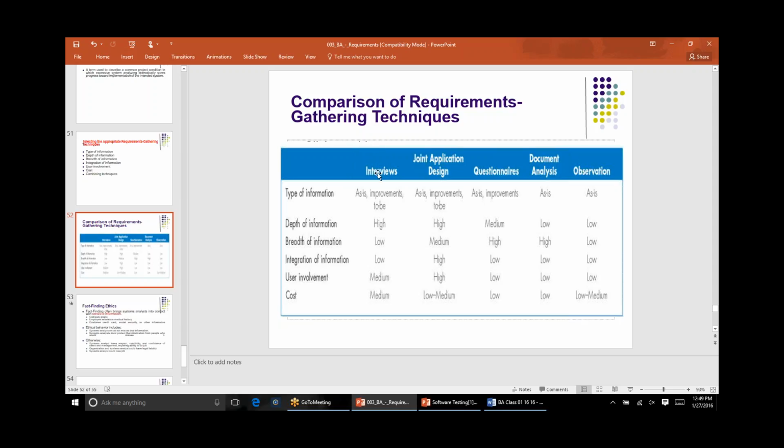So we talked about interviews, joint application development, questionnaires, document analysis, and observation. Sometimes we combine them. If you do joint application development, it doesn't mean you don't do observation, document analysis, questionnaires, or interviews. You can do all of them together as well. For example, if you're doing an SAP implementation, you do JAD, and in that they use questionnaires, they also do current state document analysis, and they also do observation.